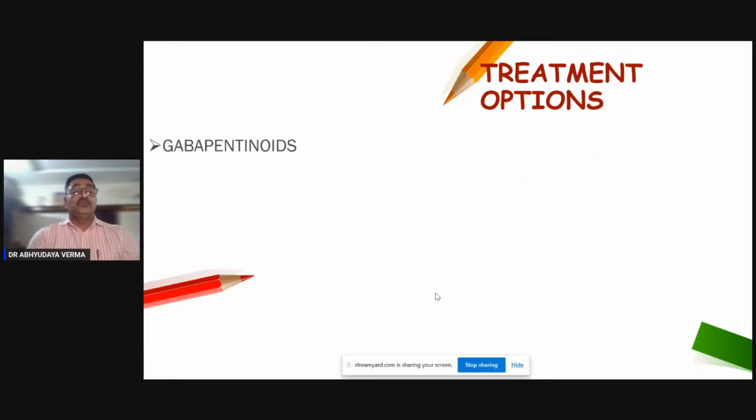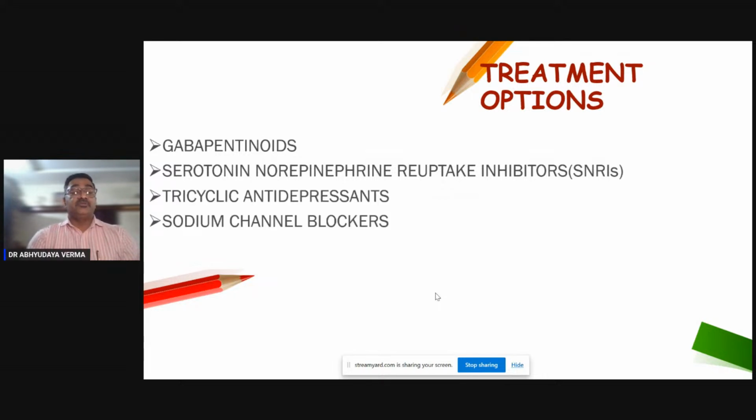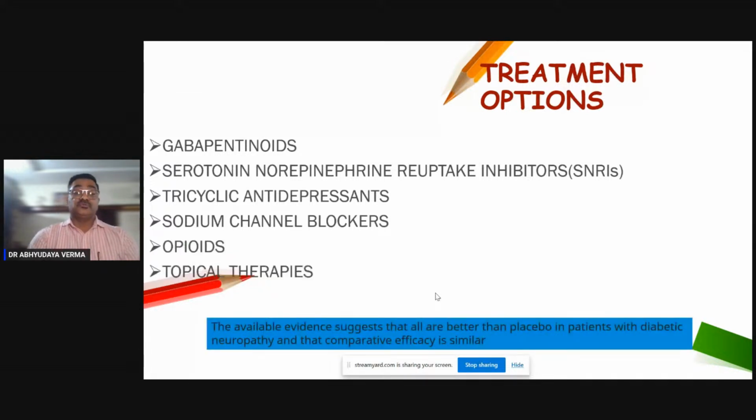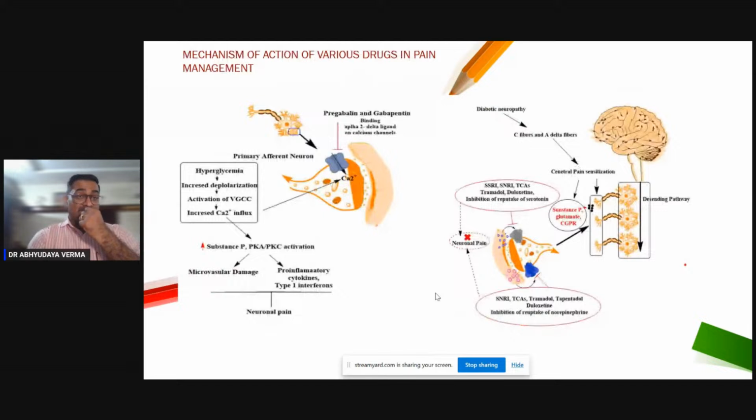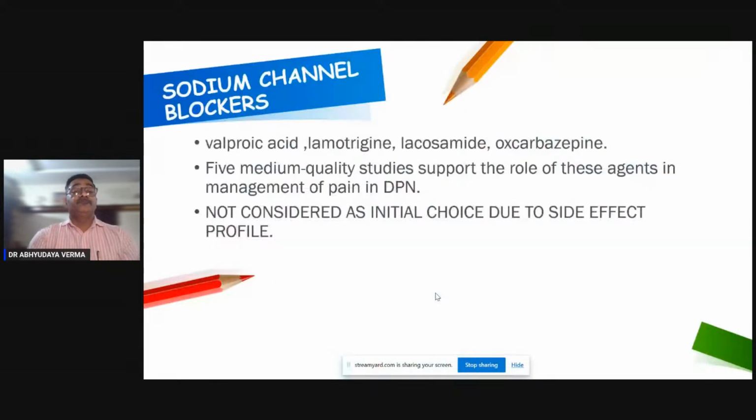Pain management: 30% of these patients have pain, so we have to give them painkillers. We have gabapentinoids, serotonin-norepinephrine reuptake inhibitors, tricyclic antidepressants, sodium channel blockers, opioids, and topical therapies also. So all these are the mechanisms of various drugs. I won't go into detail. We have pregabalin, gabapentin, duloxetine, venlafaxine, and amitriptyline also. And we have sodium channel blockers.